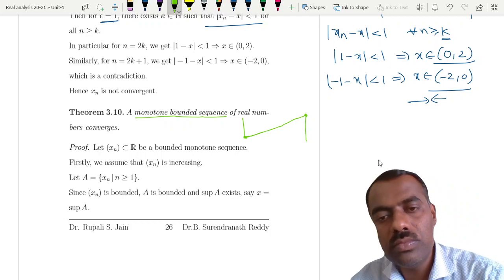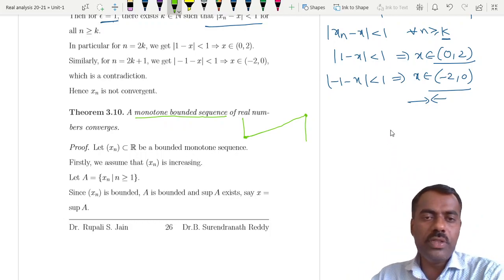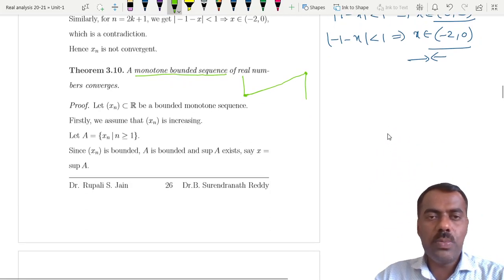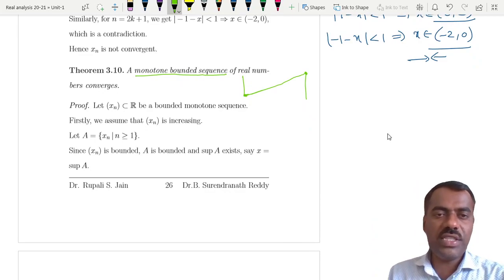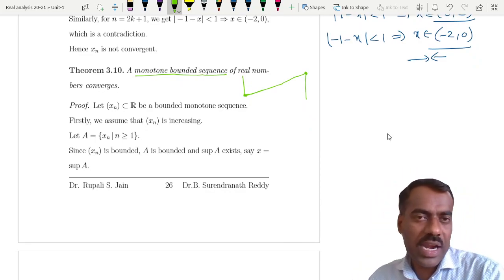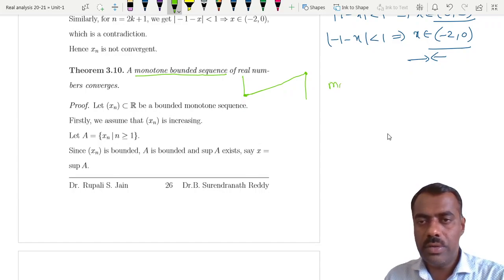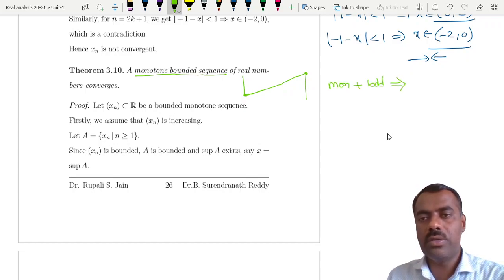How will we prove this? What we are trying to prove is that if a sequence is monotone and bounded, so monotone plus bounded, if we add monotone to the bounded sequence, then it will converge.